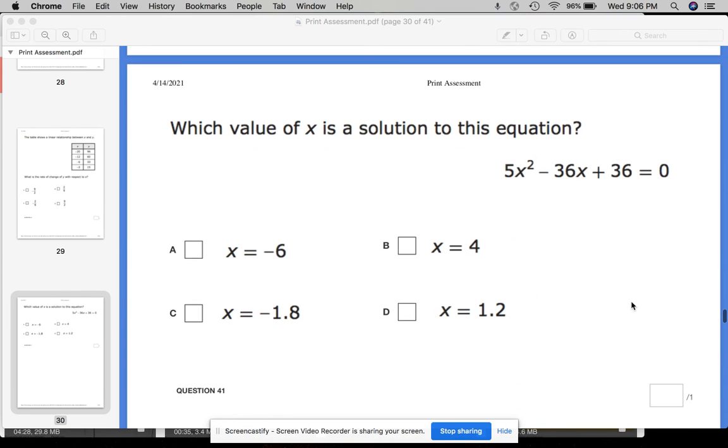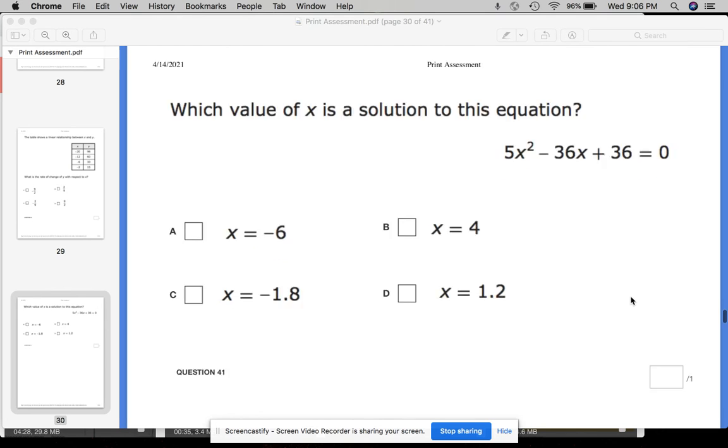Question 40. Which value of x is the solution to this equation? 5x exponent 2 minus 36x plus 36 equals 0. A, x equals -6. B, x equals 4. C, x equals -1.8. D, x equals 1.2.